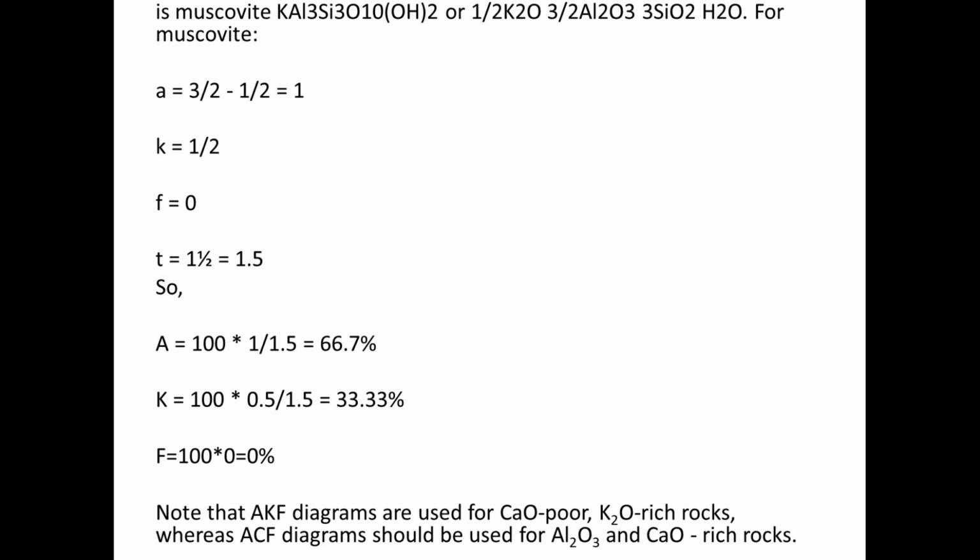Now we have more than one component present here, so we need to normalize the values in order to plot them in the AKF diagram. The normalization process is simple. It is the same as in the SCF diagram, and if you normalize it, you will get the value of A as 66.7%, the value of K as 33.3% and the value of F as 0%.